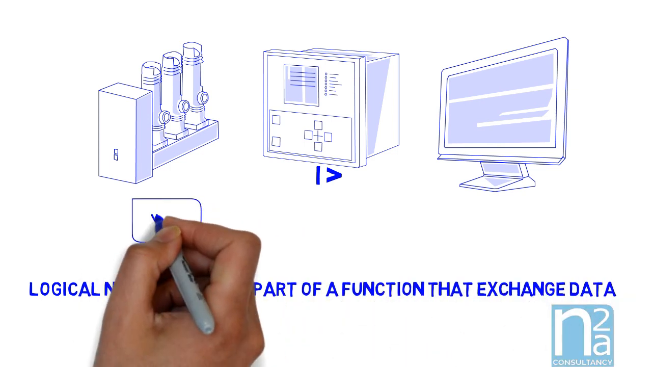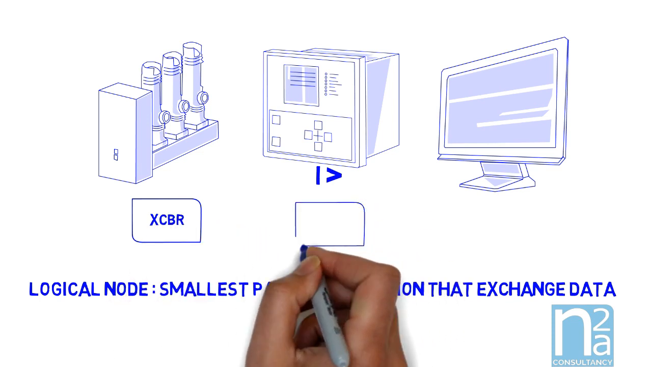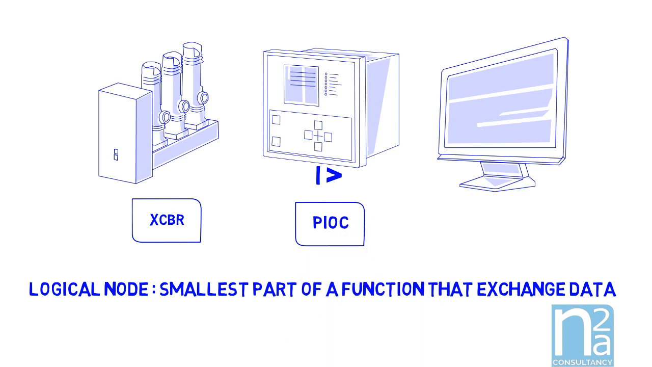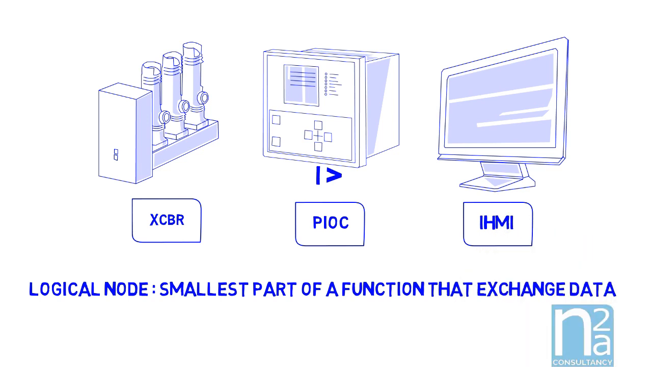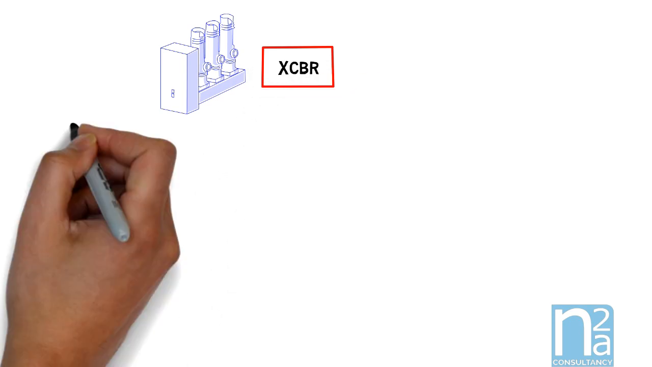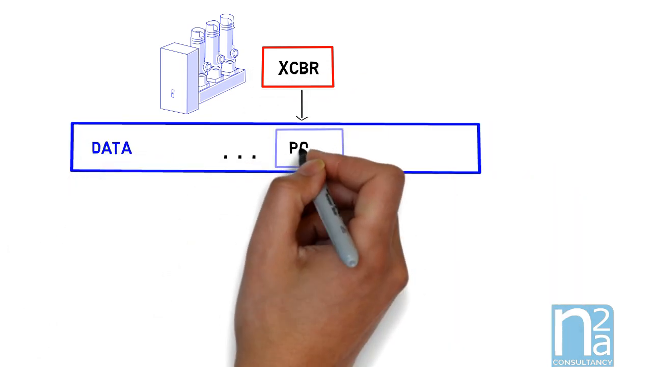From a device from the process level like a circuit breaker, XCBR. Or a logical function from the bay level like an instantaneous overcurrent protection, PIOC. Or a function from the station level like the HMI called IHMI. Each logical node contains a certain number of data. For example, a circuit breaker has a data called Pos, which represents its position.